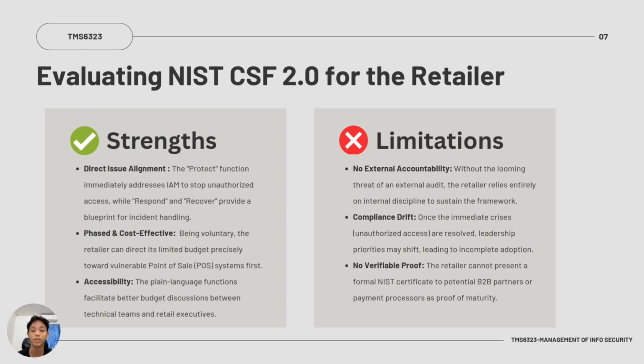Conversely, evaluating the NIST reveals significant advantages for these specific scenarios. Its functional strengths align perfectly with the retailer's immediate crisis. The protect functions provide a clear blueprint to stop their unauthorized access issue, while respond and recover directly address their poor incident handling. It's cost effective and allows the retailer to phase in improvement.